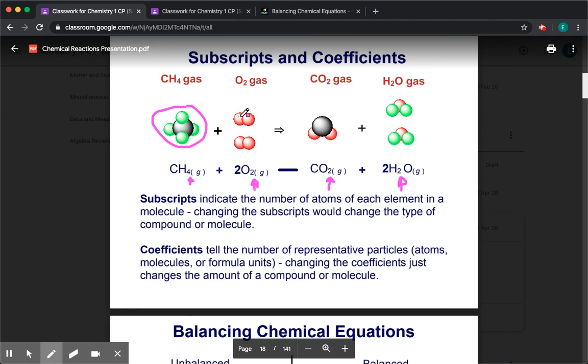In O2, you have 2 oxygen atoms. There you go. In carbon dioxide, you have 1 carbon and 2 oxygen. And in water, you have 1 oxygen and 2 hydrogens. Okay, so they have it shown each, but that's what the subscripts represent.